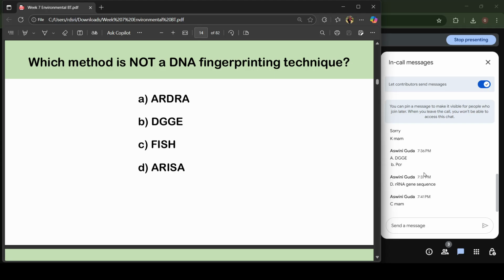So out of this, C is the right answer, because in fluorescence in situ hybridization, we essentially use fluorescent probes or tags that can attach to the DNA inside a cell, and it is an imaging technique. We use microscopy, and it is not a DNA fingerprinting technique. We are not doing any kind of sequencing in fluorescence in situ hybridization. That is right.